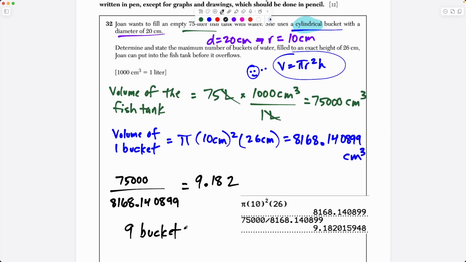Okay, so this is the maximum number of buckets Joan can pour into the fish tank without having it overflow.